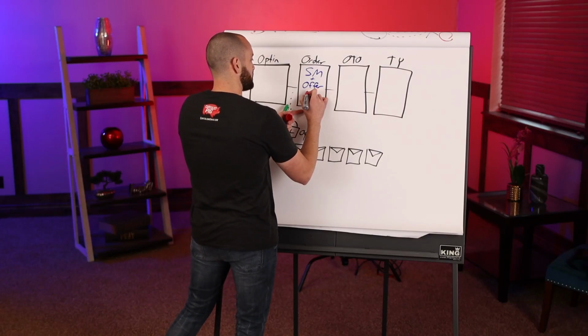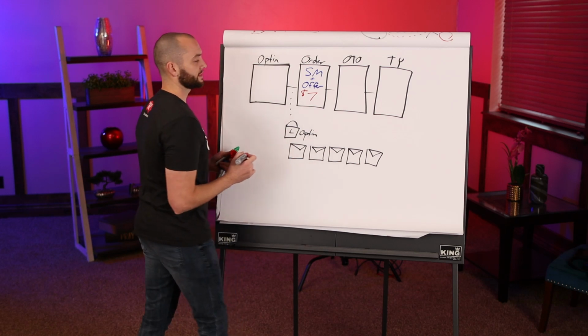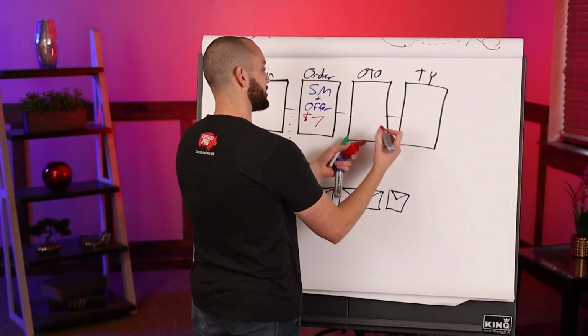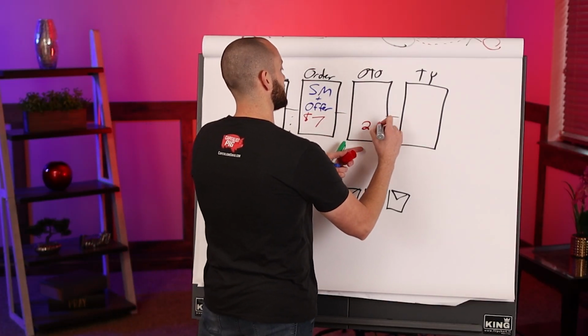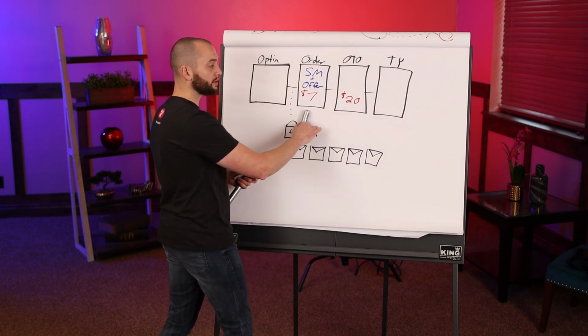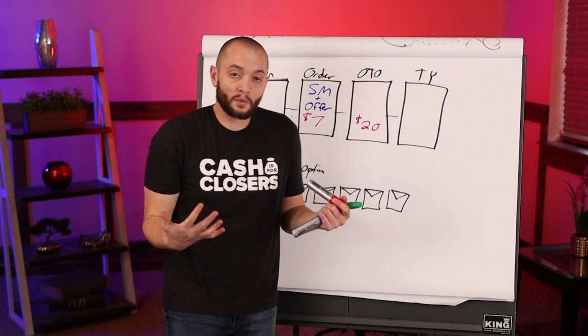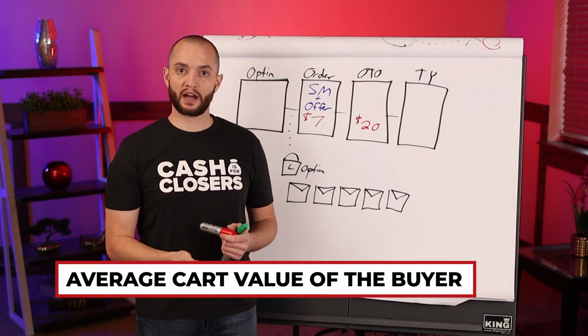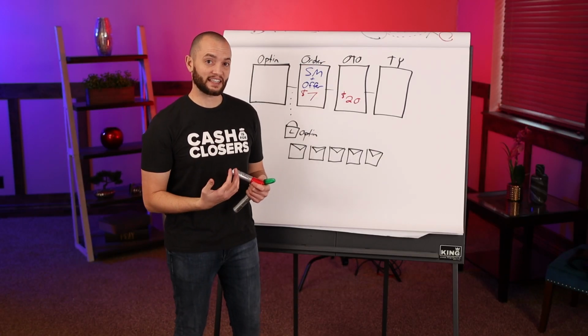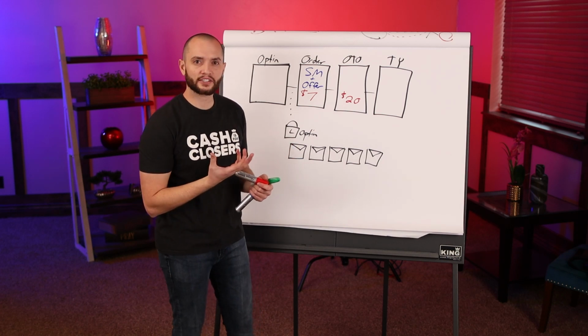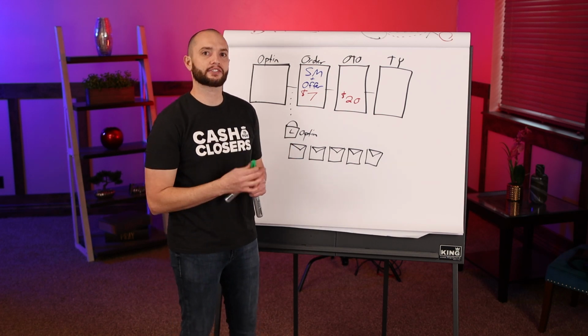Let's say you put this offer out there and it was $7. On the very next step, you put something else out there at $20. Oh, you like this? Let me go ahead and upsell you to this next thing. What that does is increase what we call the average cart value of the buyer. This is how a lot of us make a lot of money on the internet without borrowing cash for our ads or to build the company.